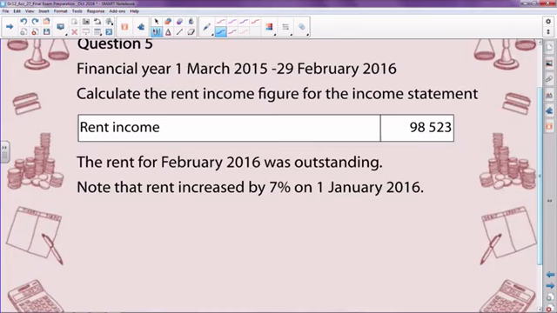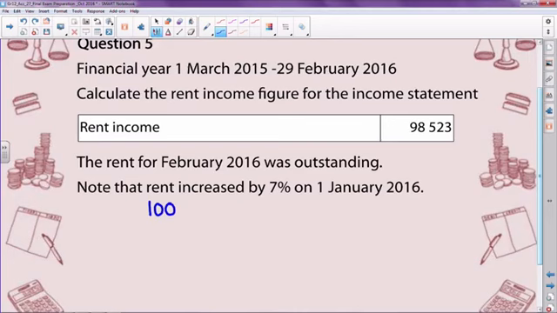Welcome back, grade 12s. You remember from our previous lessons, we've had something like this before. Let's do it one more time so that you are absolutely sure how to handle a question like this in the exams. Right, what do we know? That my old rental prior to the increase was 100%, that's all that I know.